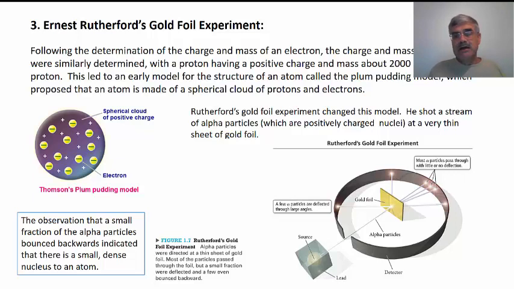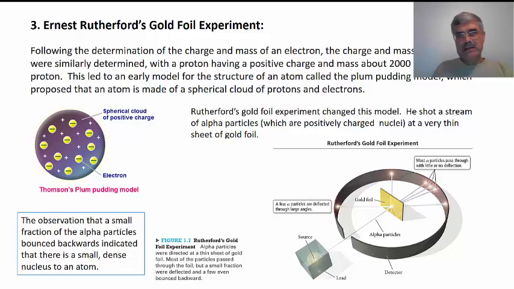He was able to take gold and roll it out or hammer it out to be very, very thin, and he then shot a beam of what are called alpha particles. Now, alpha particles turn out to be the nucleus of helium atoms, and they're positively charged. Again, we'll get to that later, but he shot these very small subatomic particles at very thin foil of gold.